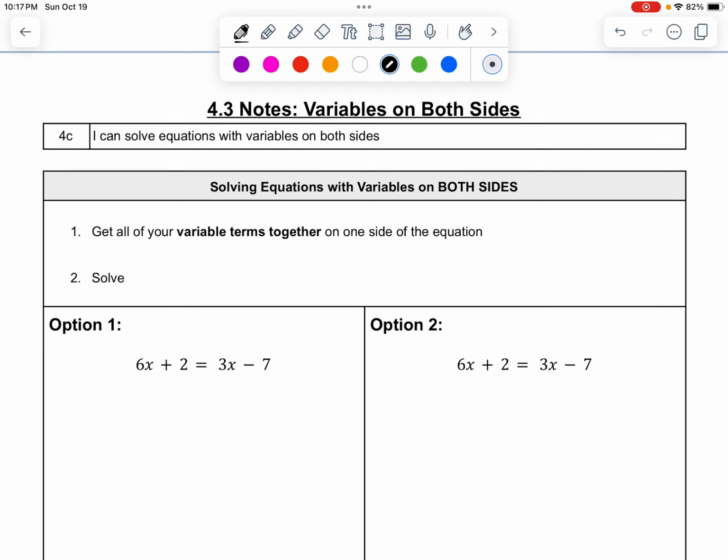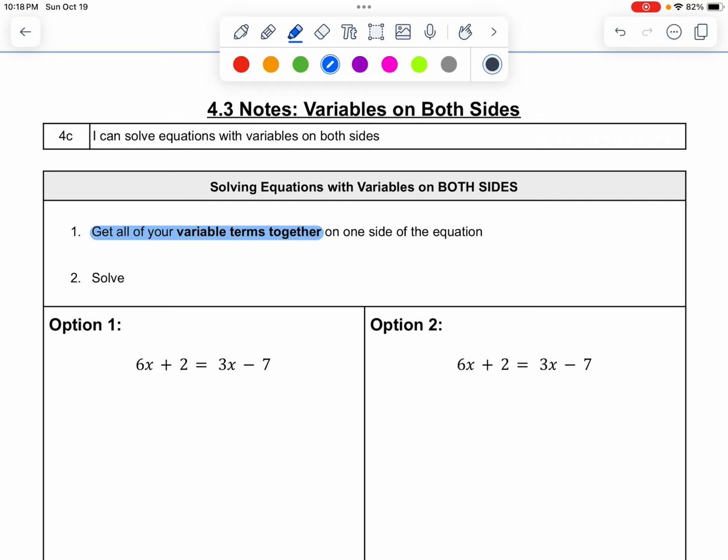Hi everybody. In this video, we're going to be looking at problems where we're solving equations that have a variable on both sides of the equal sign. The only new thing that we need to know today is that the first step is going to be to get all of your variable terms together on one side of the equation.